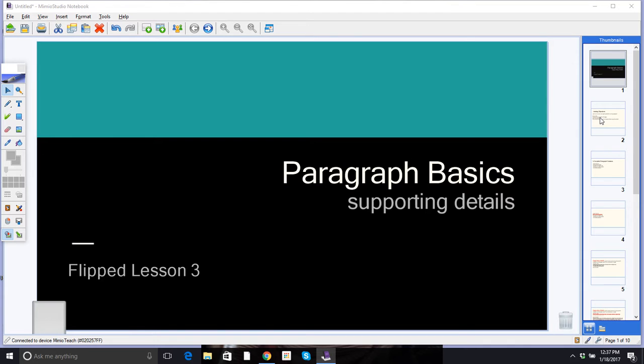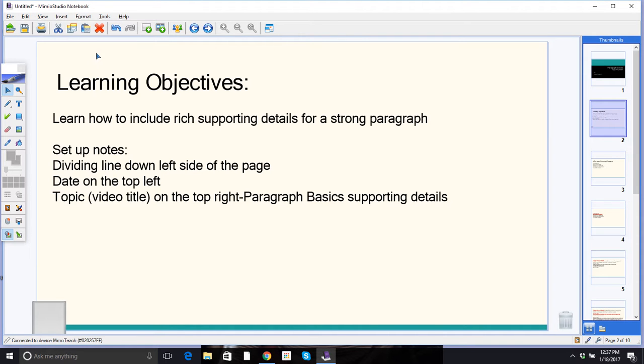In this lesson, as evidenced by this learning objective, we are not going to be focusing on topic sentences. We're going to be focusing on supporting details. The learning objective says, learn how to include rich supporting details for a strong paragraph.